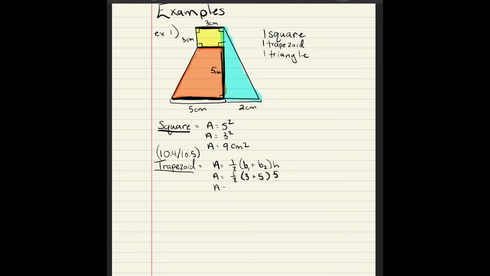Now I'm going to solve, so I have 3 plus 5, which gives me 8 times 5. And multiplying by 1/2 is the same as dividing by 2. So I have 4 times 5, and 4 times 5 equals 20. So the area of this trapezoid is 20 centimeters squared.